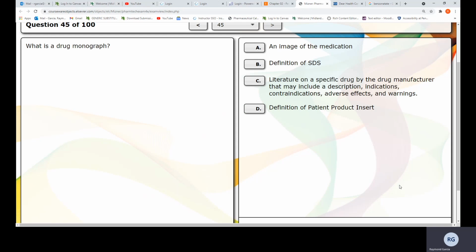What is a drug monograph? An image of the medication. Definition of SDS. Literature on a specific drug by the drug manufacturer that may include description, indications, contraindications, adverse effects, and warnings. Definition of a patient product. Which one? Most logical to me.